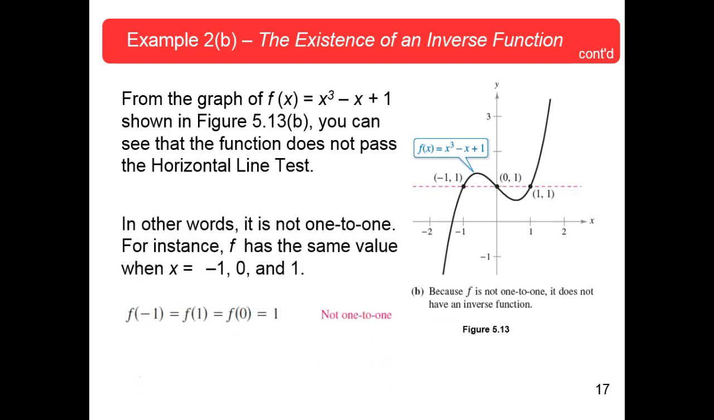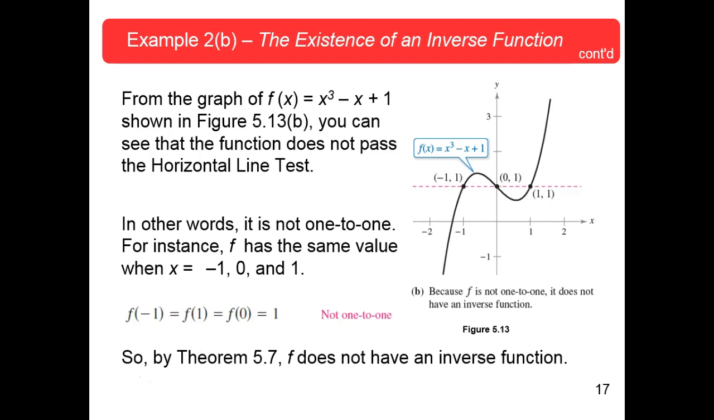In other words, it's not one-to-one, and for instance, f has the same value when x equals -1, 1, and 0. All have values of 1 there, not one-to-one. So by theorem 5.7, not a one-to-one function, and does not have an inverse.